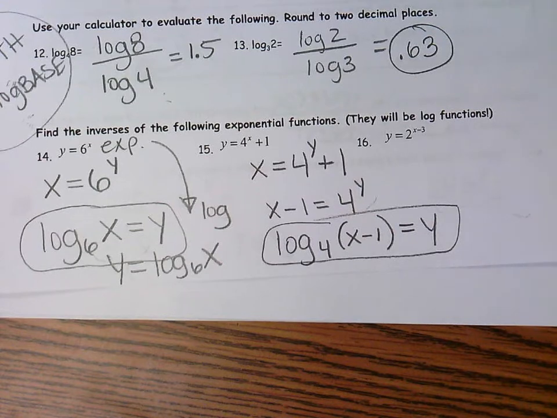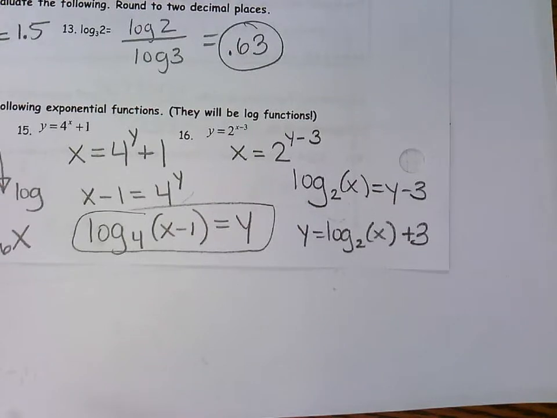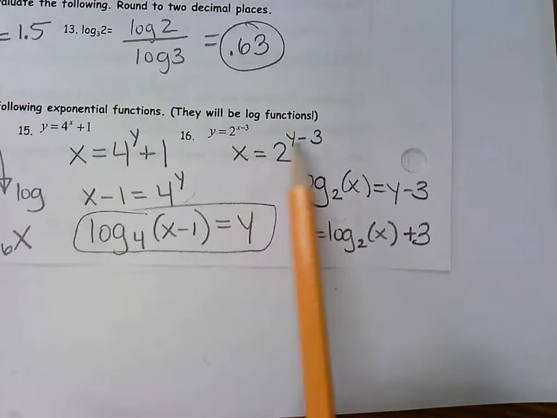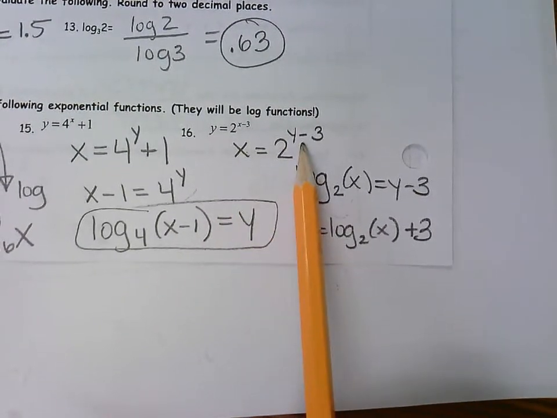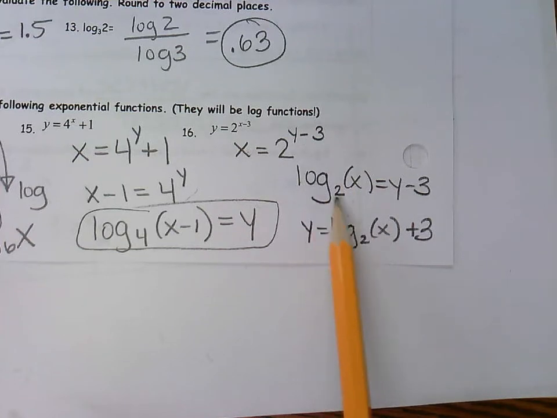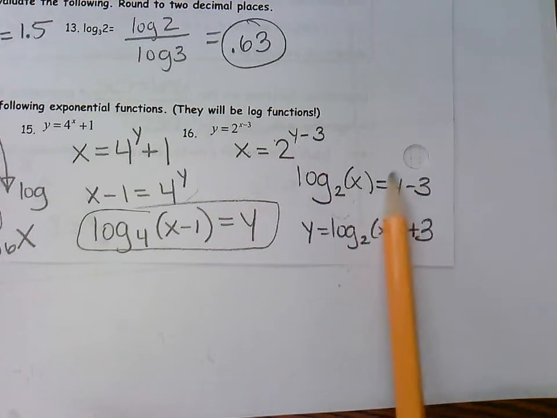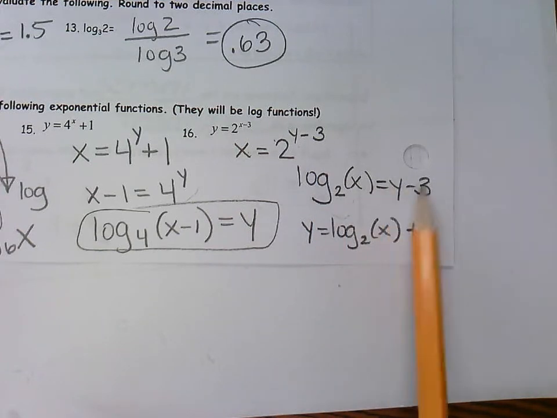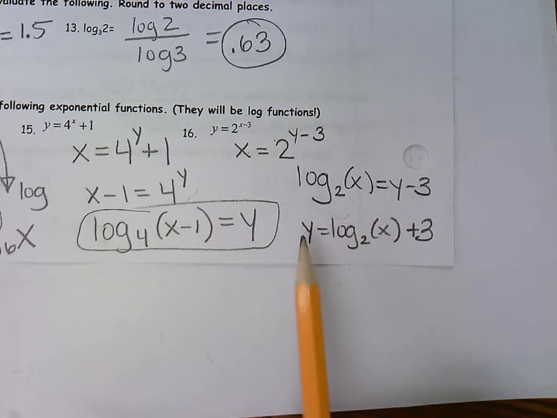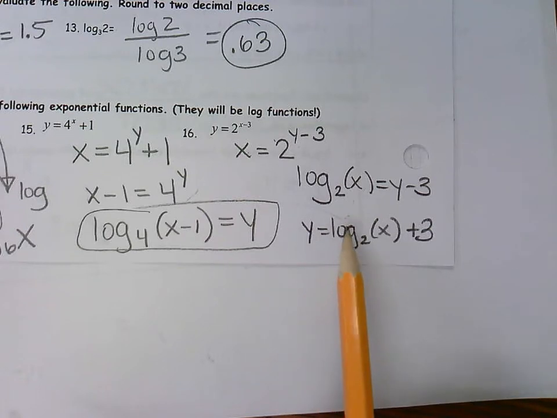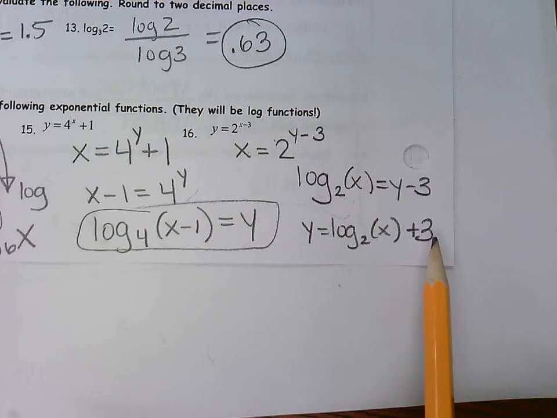So could you try 16 for a minute on your own? Try to find the inverse. My first step is to switch x and y. My next step is to rewrite it as a log expression. So my base is 2. X gets pulled inside the log, which frees up that y minus 3. But y is still not by itself. So my last step was to add 3 to the other side. So when I rewrote it as a function, y equals the log base 2 of x, and then plus 3 on the outside.